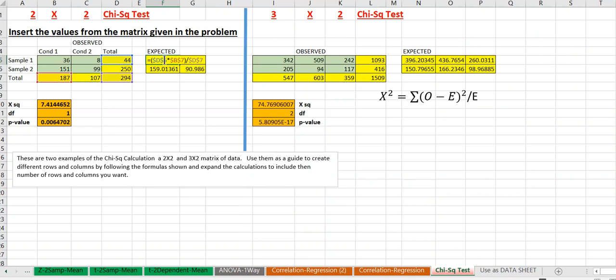The expected value of the first cell is D5, which is the 44, times B7, which is the 187, divided by the grand total, which is 294. So what you're doing is taking the combined totals of the first, the woman and the yes, multiplying those together and dividing by the grand total. And that gives you the expected value. And you would do the same for this. So you could do this by hand.